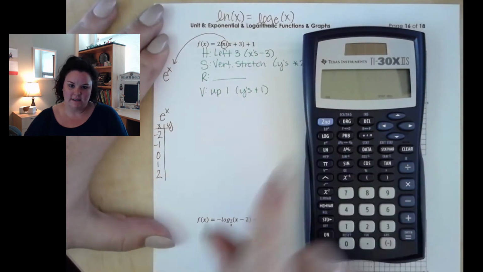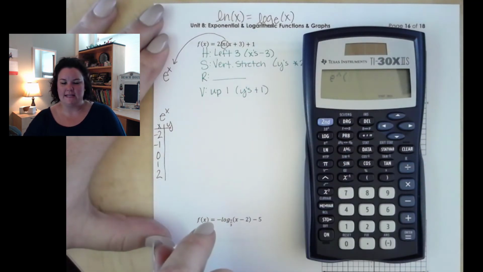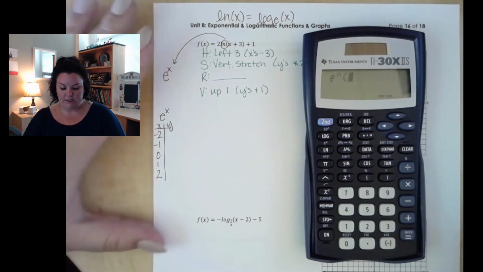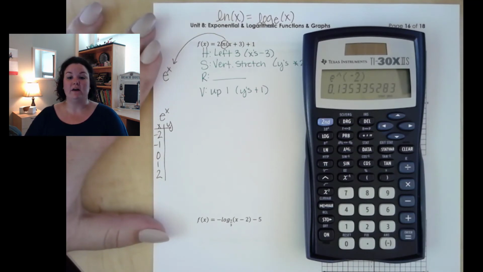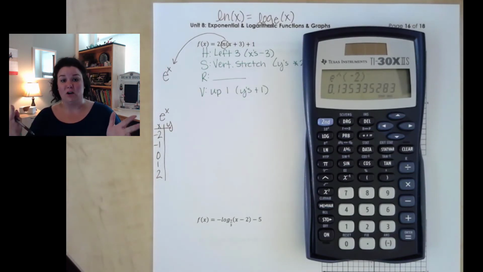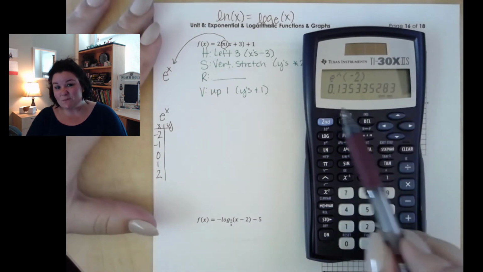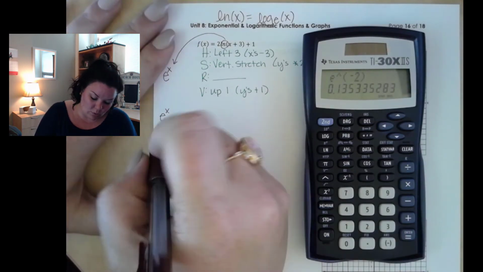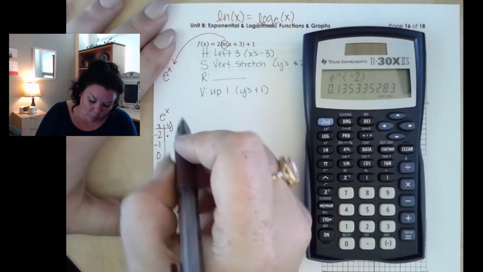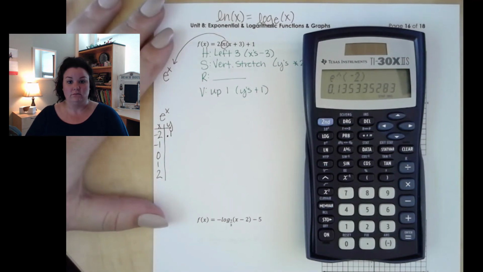So I'm going to hit the second and then that ln so that I get e to the whatever power, and I'm just going to plug in -2. So e to the -2 power, make sure you're using this negative button that changes the sign, not the subtraction. Okay, so e to the -2 is equal to 0.13533 and so on. Now remember, we're using this number to be able to graph the function. So I really don't need all these decimal places to get a good approximation of where this point is. So I'm just going to write 1 decimal place. So I'm going to put 0.1.